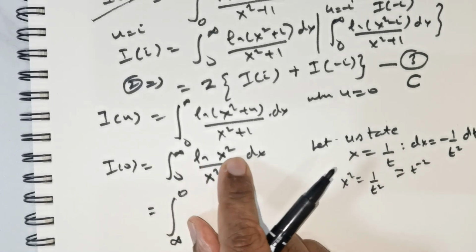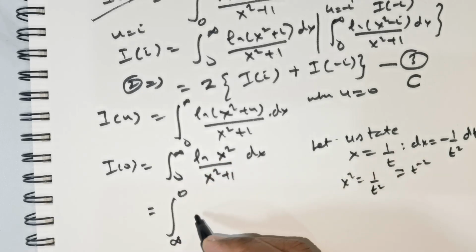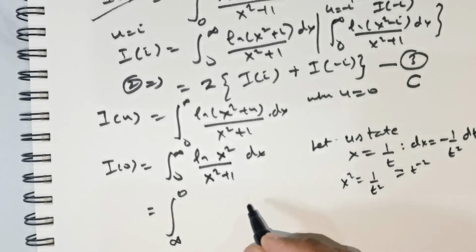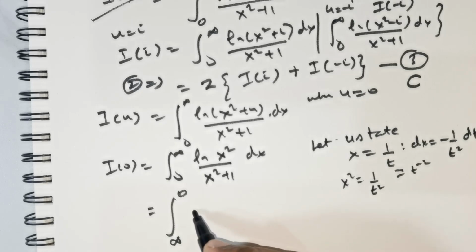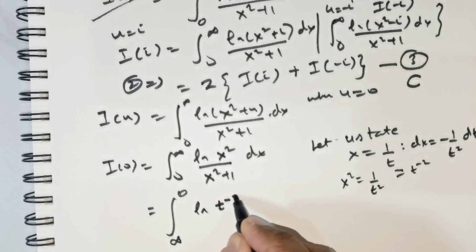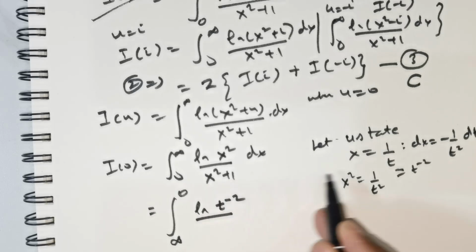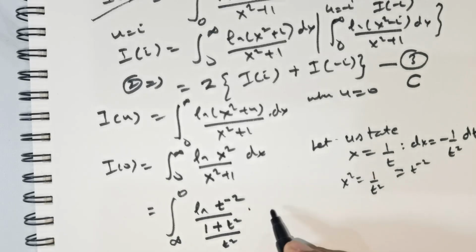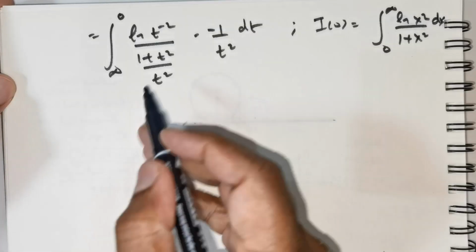Now you have ln of x², so I need to substitute the x². x² is 1 over t², so I can rewrite this as t raised to the power of negative 2, right? So that's always possible. So let me write that down. Ln of 1 over t², I'm going to write as t to the power of negative 2, divided by x² + 1, which is 1 over t² plus 1, that's going to be (1 + t²) over t², times dx, which is negative 1 over t² times dt. Now this is what we've got, right?